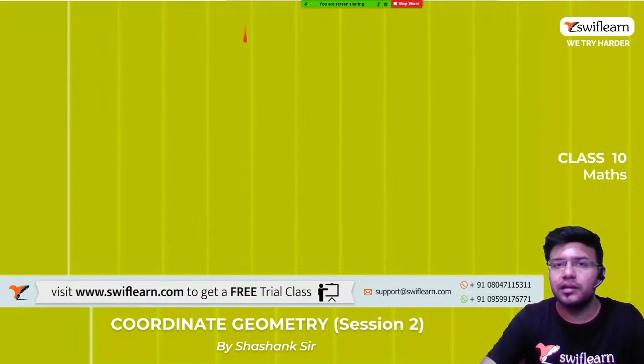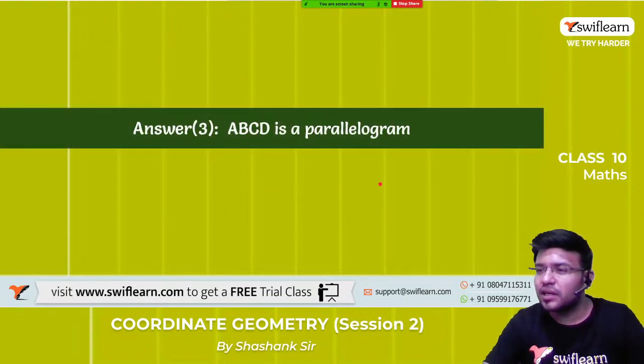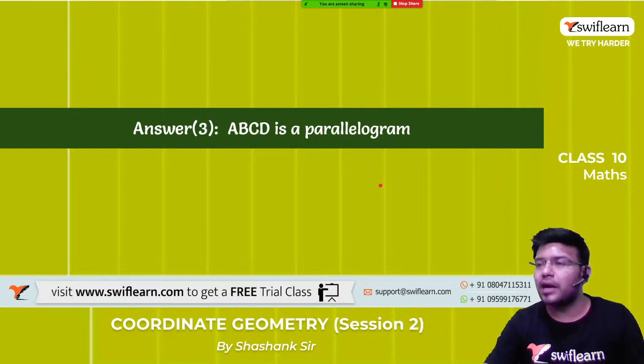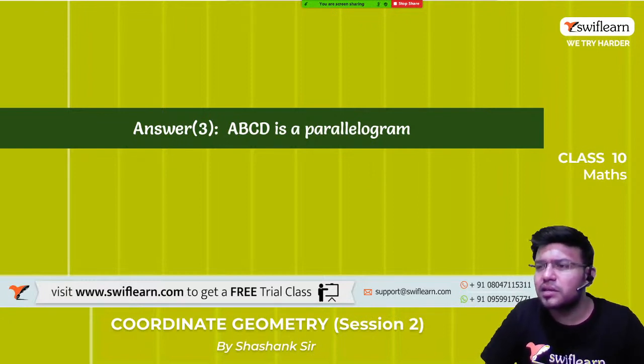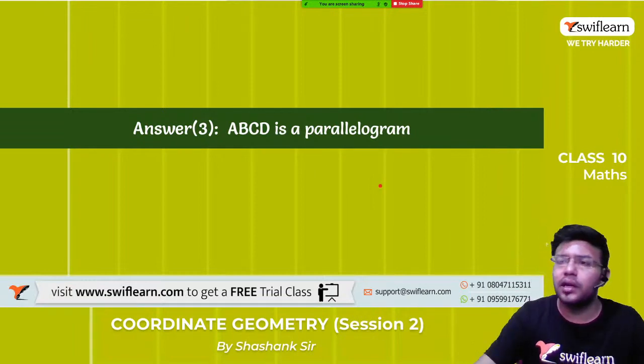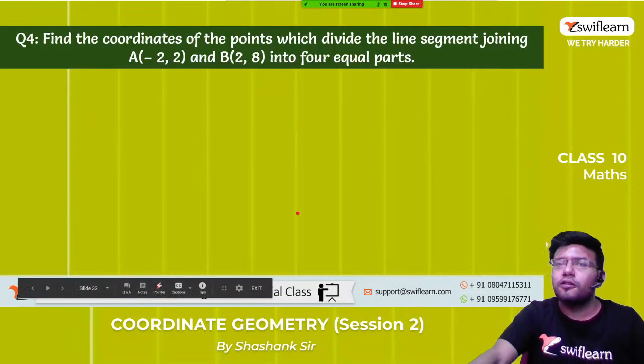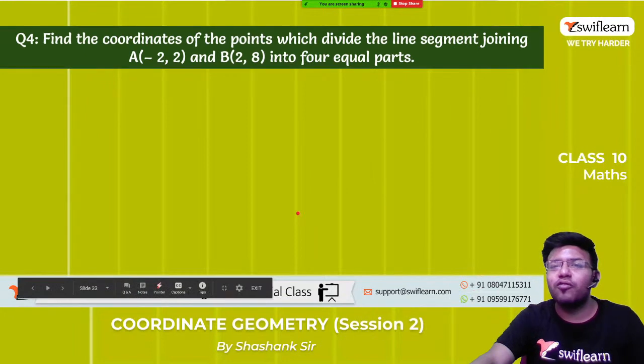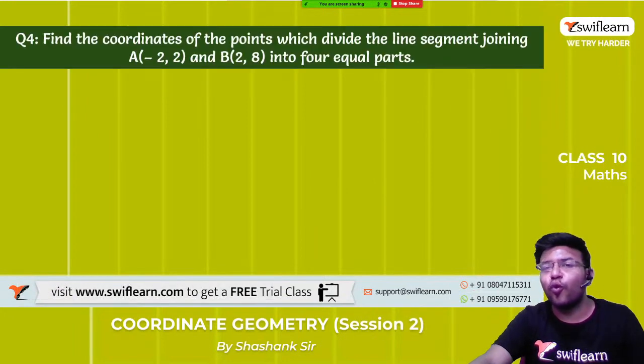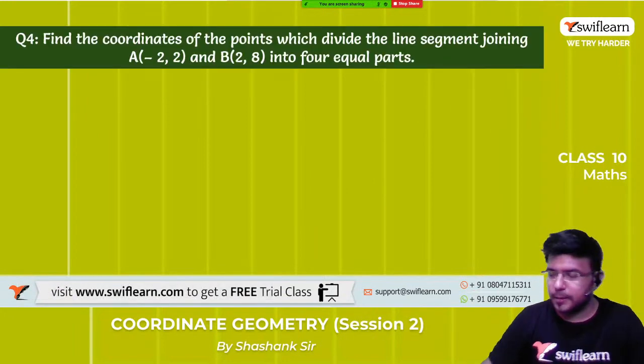समझे? Yes. ABCD is a parallelogram. Okay, not a quadrilateral, parallelogram. Okay, might be a square, might be a rectangle, might be a parallelogram. सब इसके diagonals bisect होते हैं. ठीक है? Yes. Find the coordinates of the point dividing the line segment in 4 equal parts.